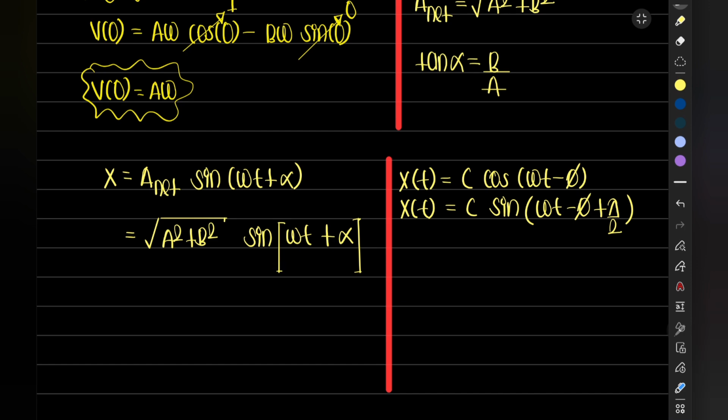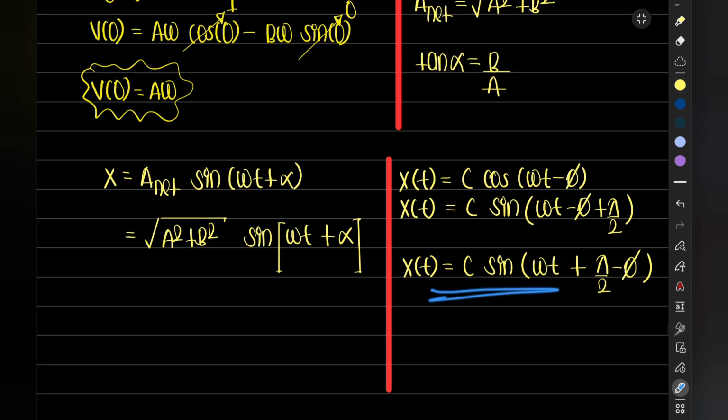Let me arrange it. So it will become x of t is equals to c sine omega t plus pi by 2 minus phi. Now you can see that our equation on left hand side and on right hand side, like this one which is given in the question and this one which we have found, both are now in the same form.